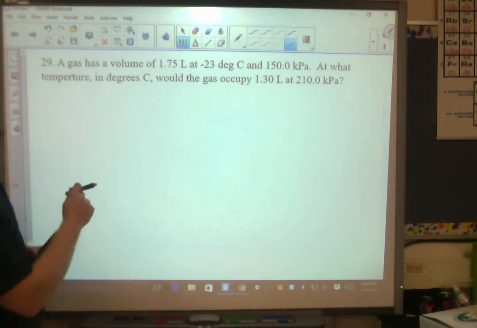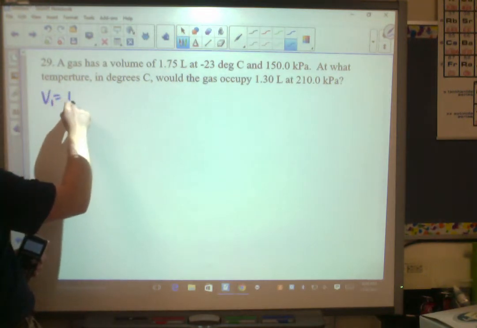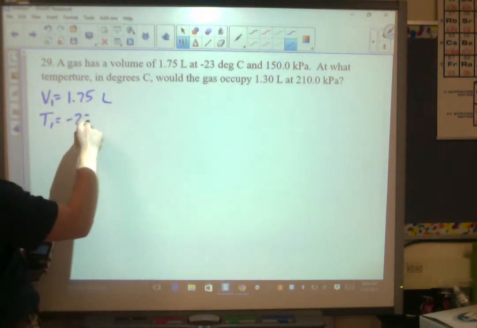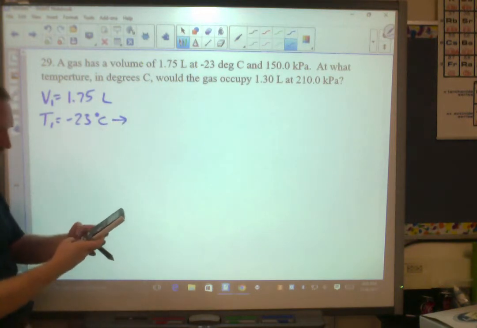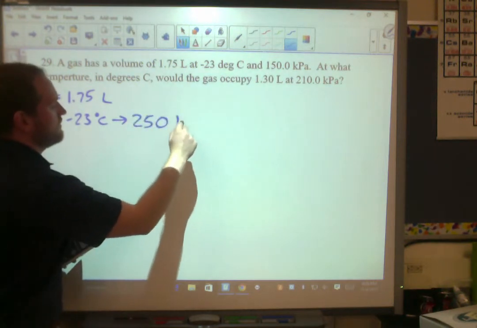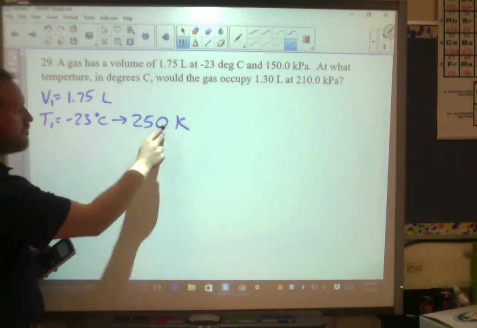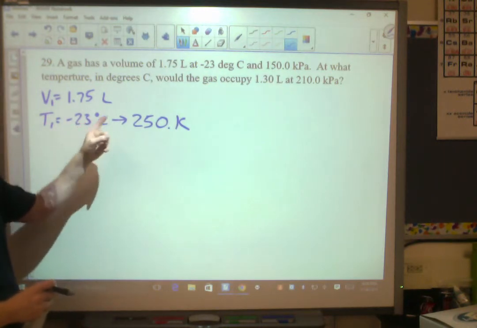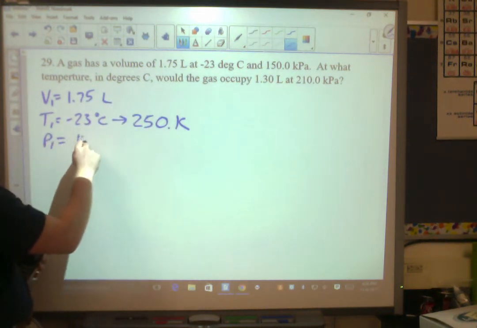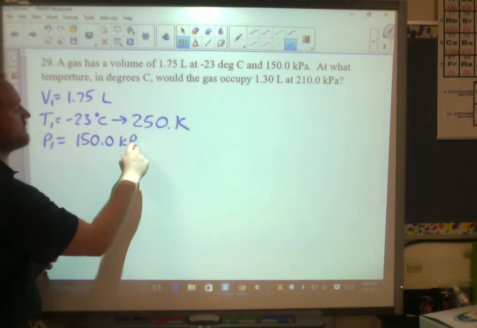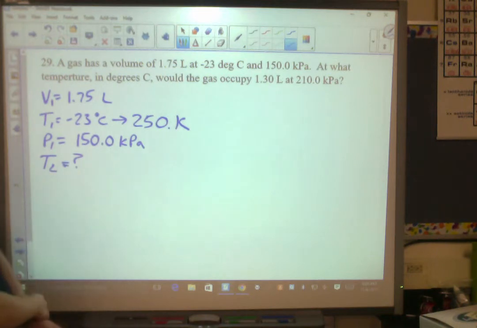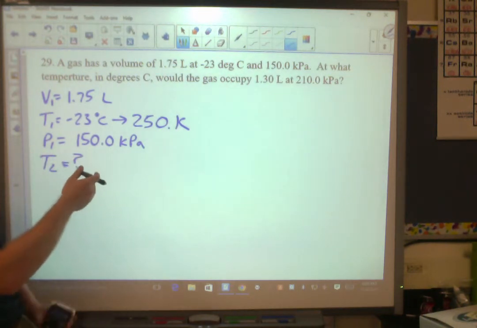A gas has a volume of 1.75 liters. V1 equals 1.75 liters at negative 23 degrees Celsius, T1 equals negative 23 degrees Celsius. Right away, let's turn that into Kelvin. Negative 23 plus 273 gives us 250. Now, I'm not going to leave that as 250. I'm going to add the point there because I know it's the nearest whole number. And the initial pressure, P1, is 150.0 kilopascals. At what temperature? T2 equals question mark.